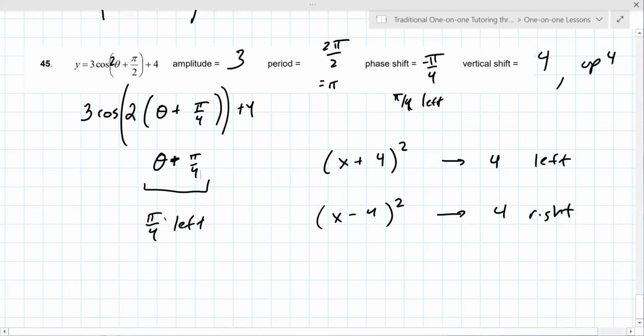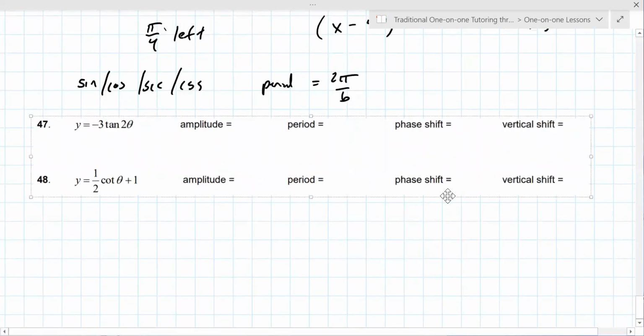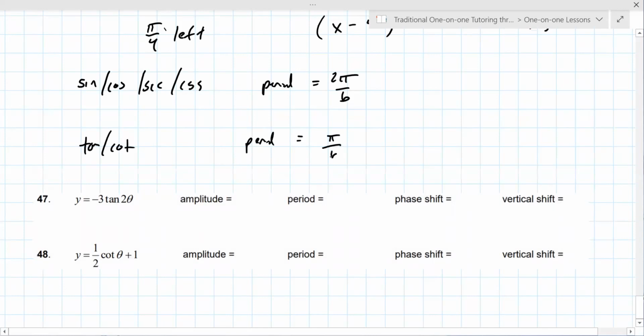Now, related to this, and it's worth discussing, tangent and cotangent have a different period. Sine, cosine, secant, and cosecant all have a period of 2 pi over b. But tangent and cotangent, their period is pi over b. So in this first problem, it's pi over 2 because there's a 2 right there.